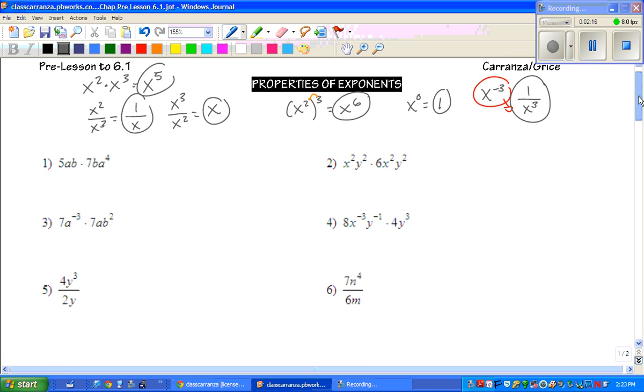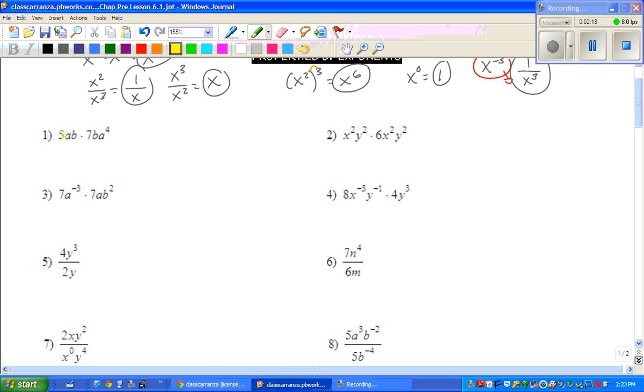Okay, so number 1. Now, what we need to do is multiply the coefficients, which gives us 35. And now anything that doesn't have an exponent, I'm just going to add a 1 so we don't lose track of it. a to the 1 times a to the 4, we add the exponents and we get a to the 5th. And b to the 1, and oh, there's another b to the 1, so you get b squared.